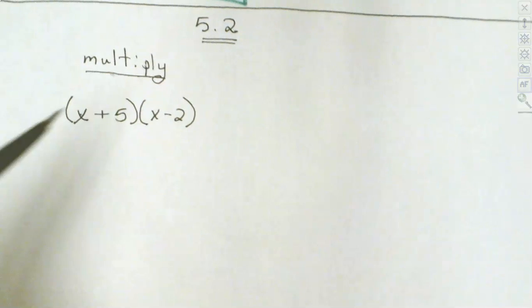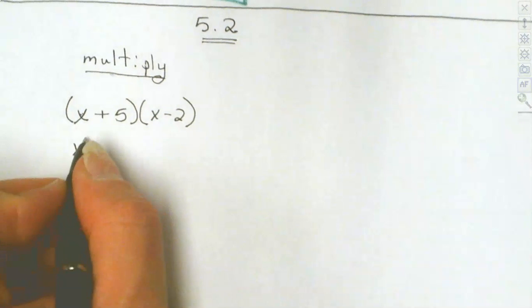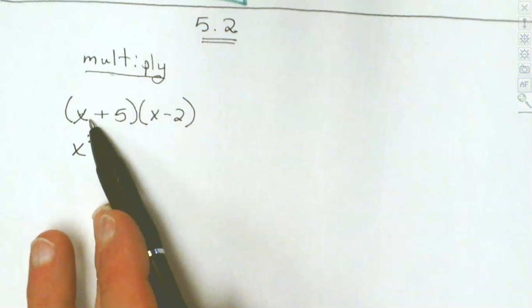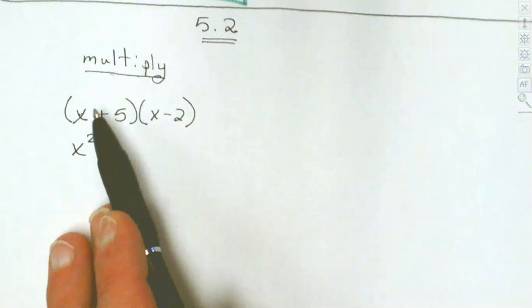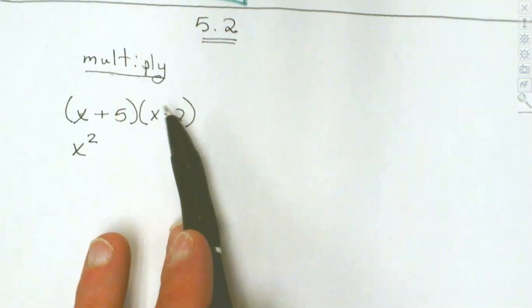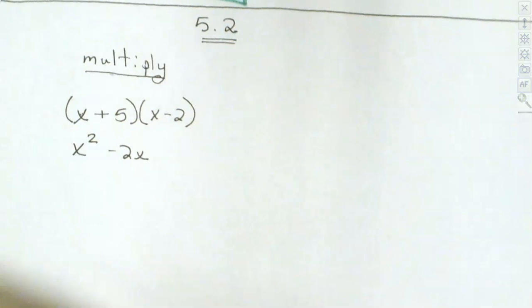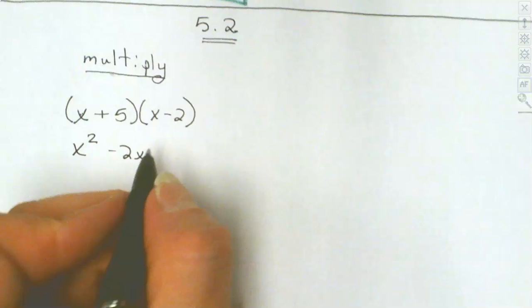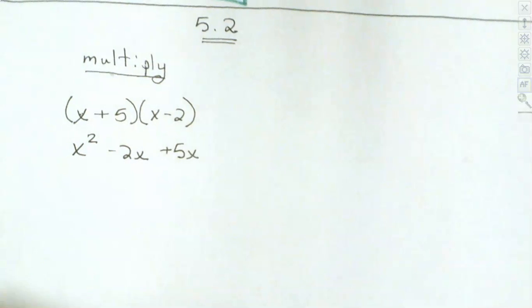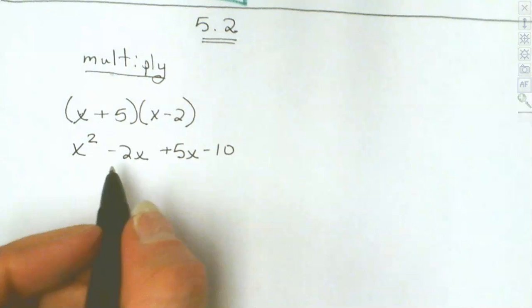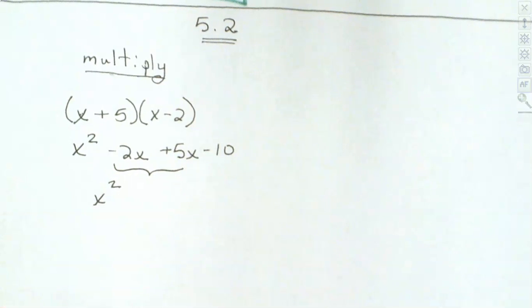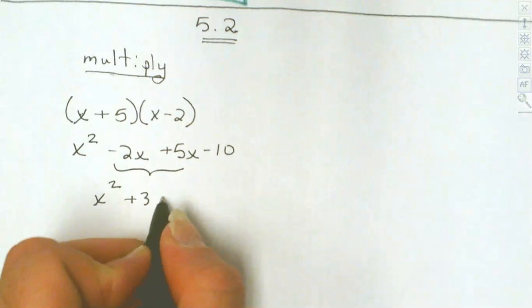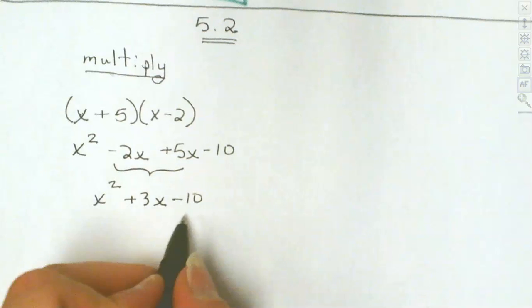So x times x is an x what? Squared. Multiplying, we're FOILing. X times x is an x squared. Outside and outside, x times a negative 2 is a minus 2x. Inside and inside is 5x. Last times last is a negative 10. These can go together. And that gives you then x squared plus 3x minus 10.